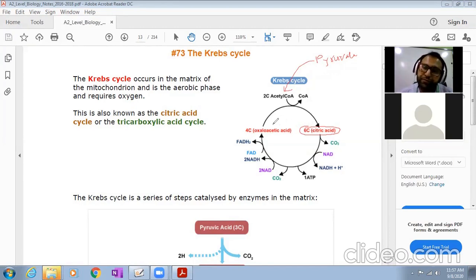Now, this citric acid will convert into another molecule, then it will convert into another, right? And again, at the end I will get oxaloacetate again. Remember, boys, I don't want to mention the names of those intermediates because they are not part of our syllabus. We are concerned with how many NADH form here and how many FADH and ATP, right?